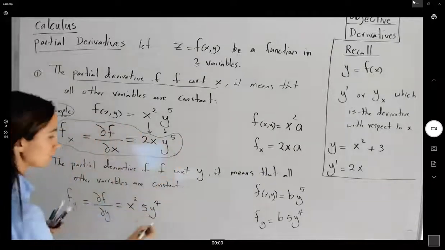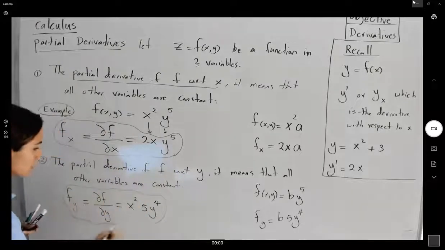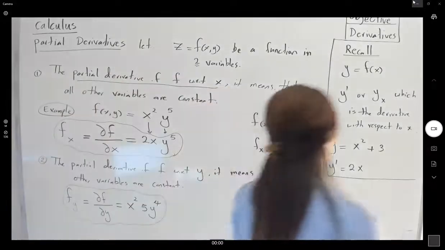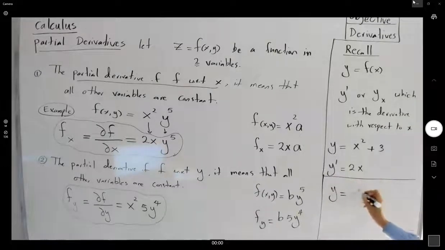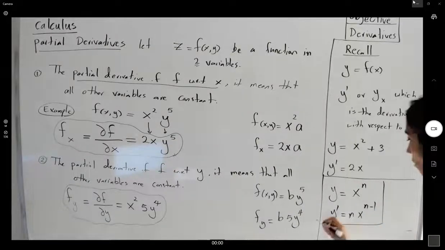Partial derivative with respect to x, partial derivative with respect to y. Now remember that if you forgot about this, then you have a power function. The derivative is n x to the n minus 1.